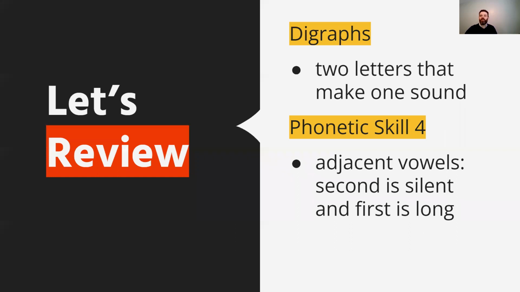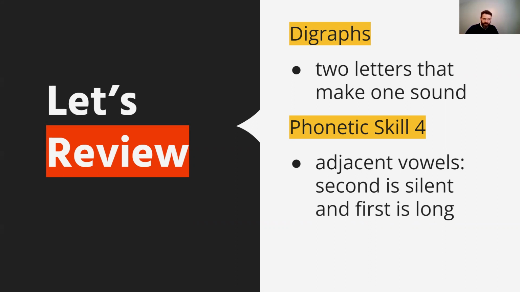So in this video, we talked about digraphs, which are two letters that make one sound. And we can mark those in words the same way we would mark a blend by putting an arc under them. The only difference is if they're ever a guardian consonant, a digraph counts as one guardian consonant, not two. Even though it has two letters, it's just one sound.